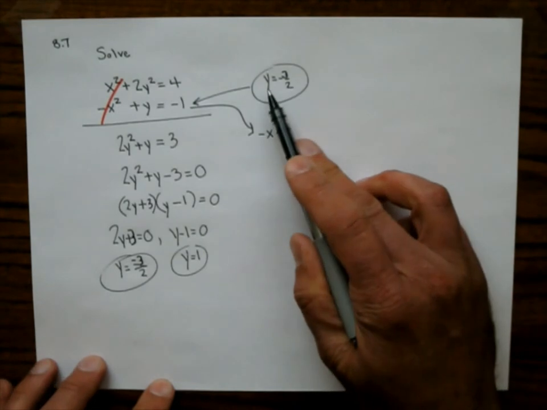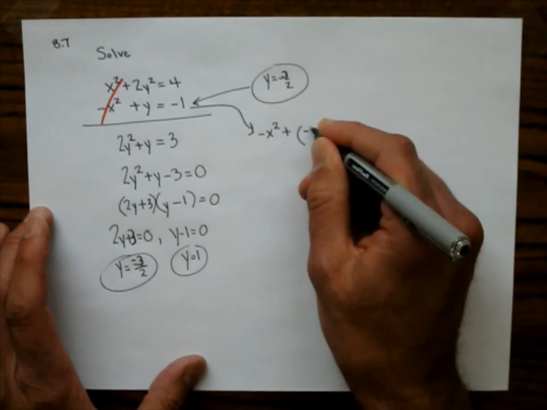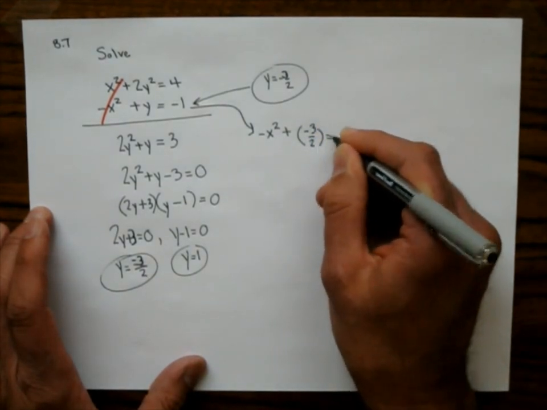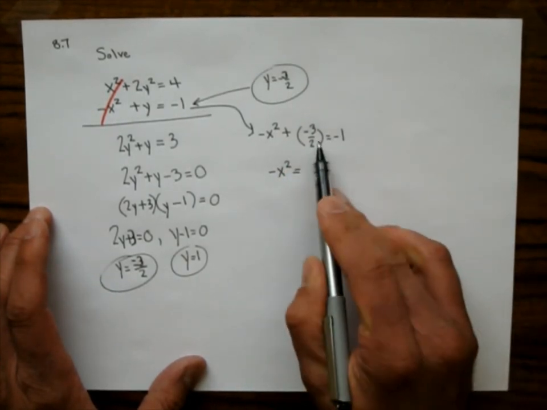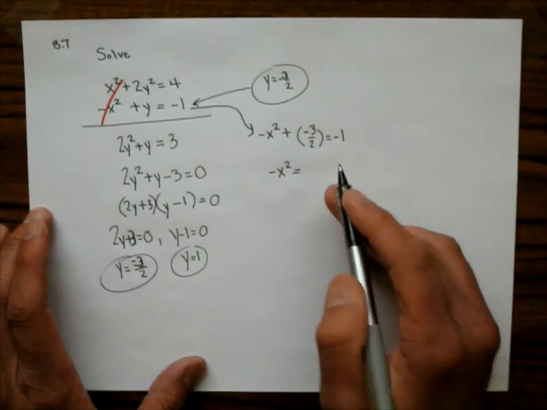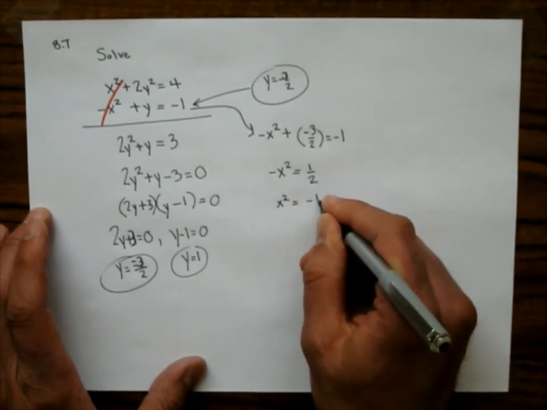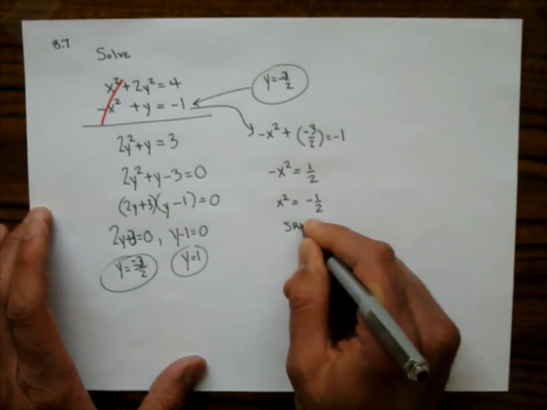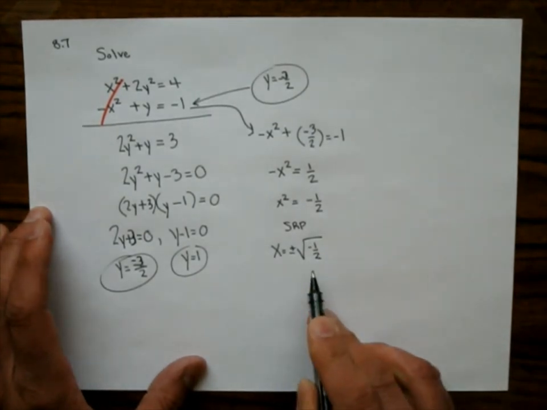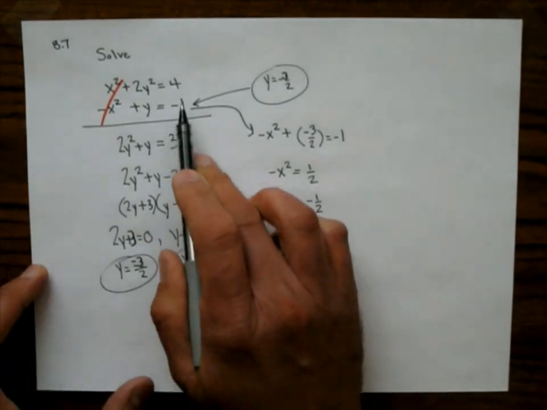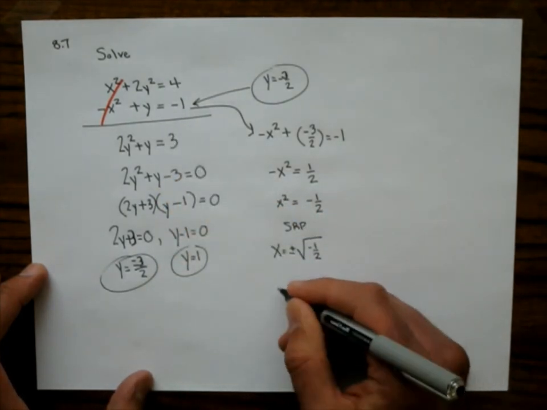Okay, so I have y equals negative 3 halves, so I have negative x squared plus negative 3 halves equals negative 1. So this says negative x squared equals, let's see, add 3 halves to both sides, and we end up getting 3 halves minus 1, which is 1 half. X squared equals negative 1 half. Square root property says x equals plus or minus the square root of negative 1 half. Now, we know this is an imaginary number, and we're trying to find the real solutions. We're not trying to find things that are imaginary, so this right here is a dead end.